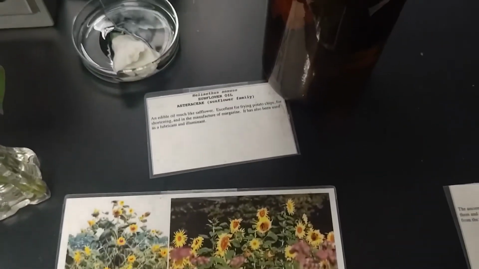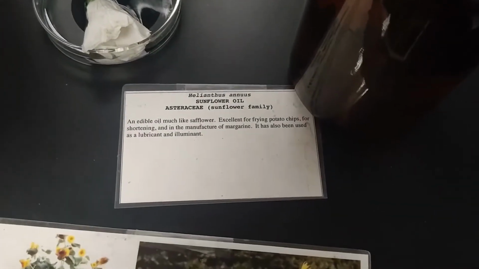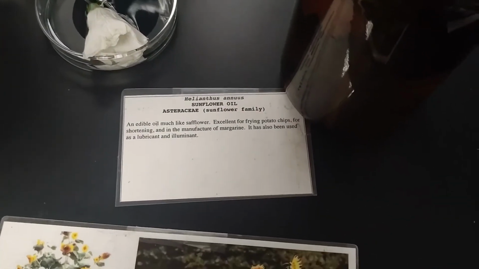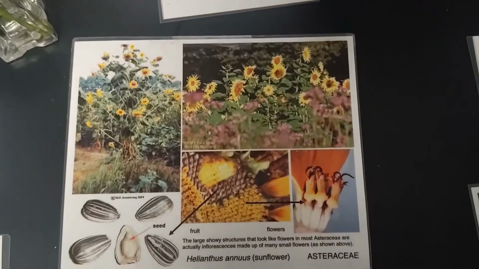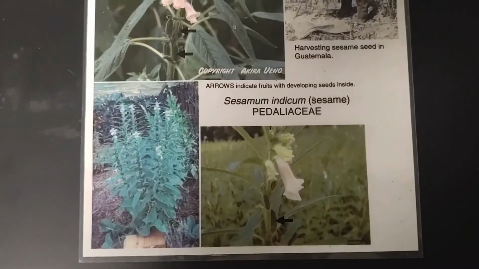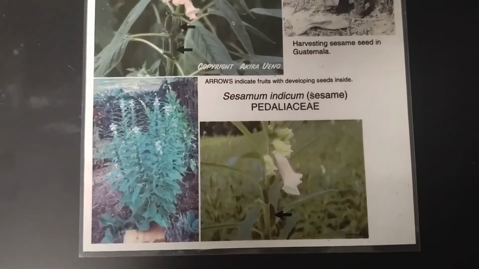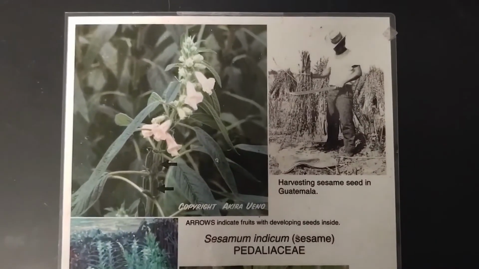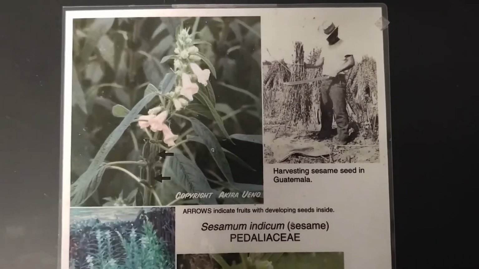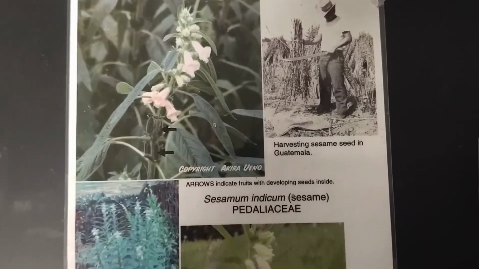So as you can see, let's see a little more. It's also an edible oil like safflower. Good for frying potato chips, nice. We mentioned sesame earlier, the sesame seed oil. Here's the actual plant and images of the sesame seed being harvested in Guatemala.